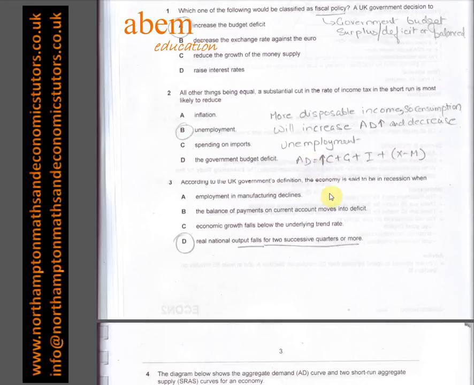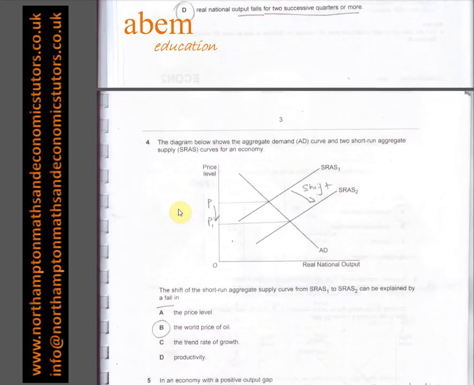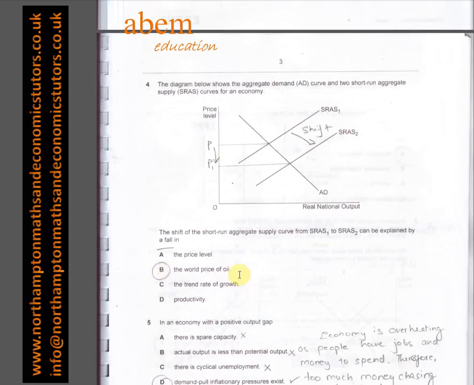In question number 3, according to the UK government's definition, the economy is said to be in recession when the answer is D, real national output falls for 2 successive quarters or more by definition. In question number 4, the diagram below shows the aggregate demand curve and 2 short-run aggregate supply curves for an economy. And we can see that as the SRAS has moved outwards, therefore the price has fallen down. And this could be the world price of oil, which is from the supply side, has fallen down, therefore it brings down the price level.